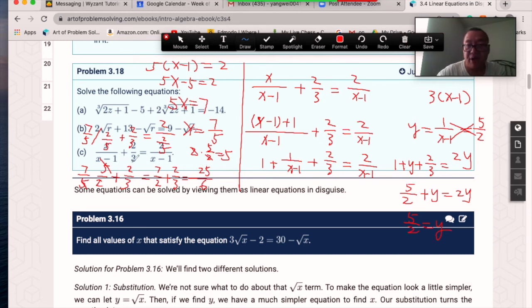Now let's go back. If we set this one as y, we get 1 plus y plus 2/3 equals 2y. Oh, that's wrong. 2/3 plus 1 is not 5 over 2, that equals 5 over 3. Then plus y equals 2y. So that means y equals 5 over 3. Then we do cross multiplication.